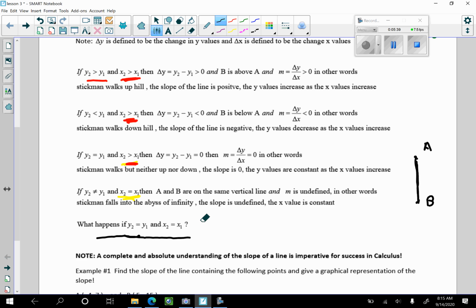What happens if y sub 2 is equal to y sub 1 and x sub 2 is equal to x sub 1? They're the same point. So it doesn't make sense to talk about the slope of a line, because it's the same point.